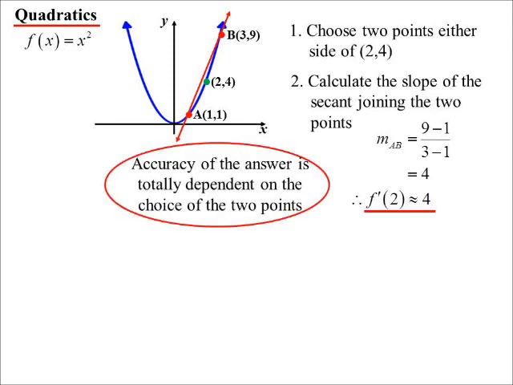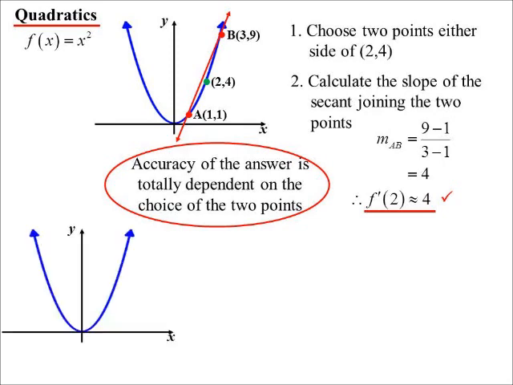Of course, how accurate my answer is going to be depends on where I pick my 2 points. If I'd chosen B where it is, but I'd put A over here on the left-hand side, clearly I'm going to get a terrible estimate. So it does depend on that. Now, it actually turns out that is correct. It is 4 at that point.